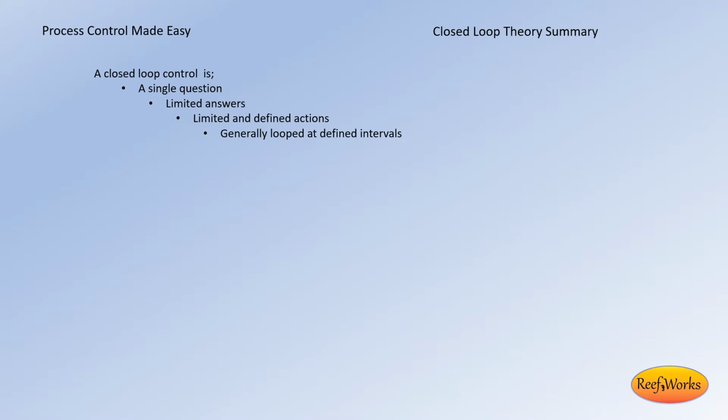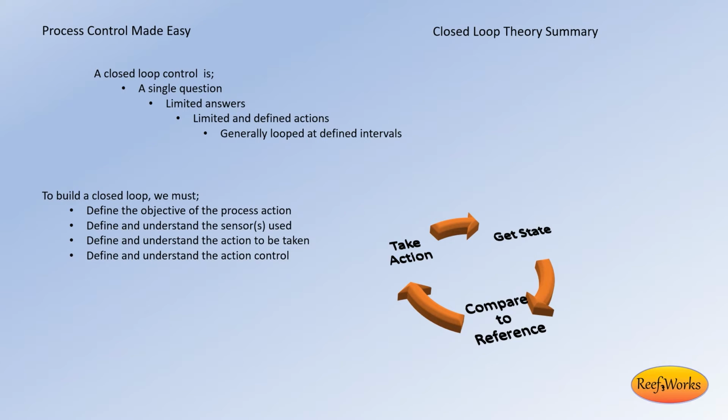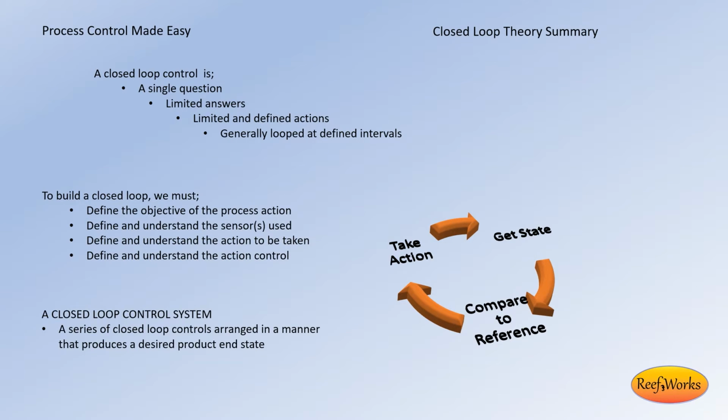Now, closed loops ask a single question. They have limited answers, and there are defined actions with those. Generally, you loop it at defined intervals, maybe every second, every 2 seconds, what have you. You can define that within your program. To build a closed loop, we have to define the objective of the process action, which in this case is to open the jar. Then we have to define and understand the sensors used, our eyes, and the action to be taken to open the jar, and define the action control, which is muscles.